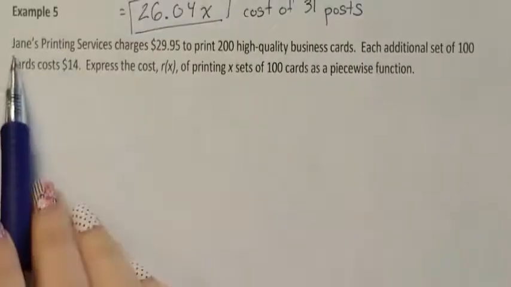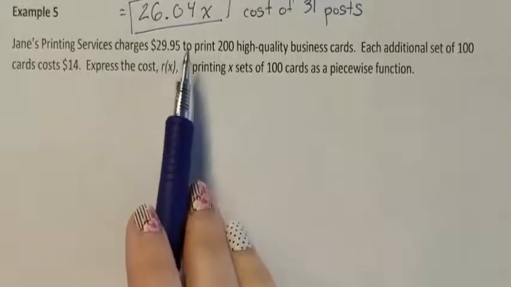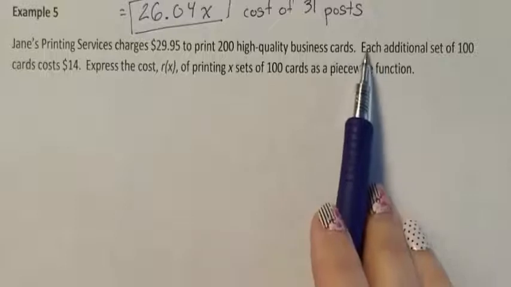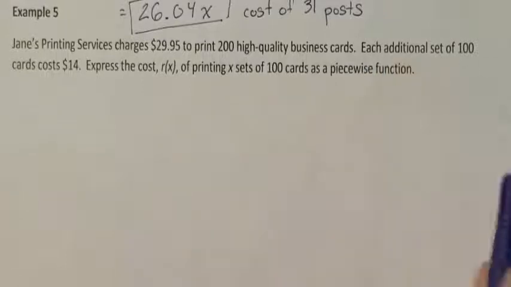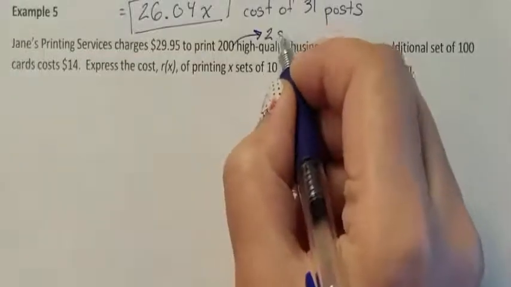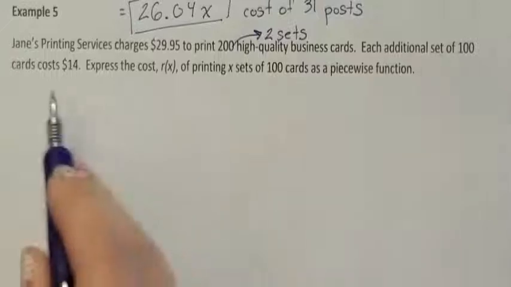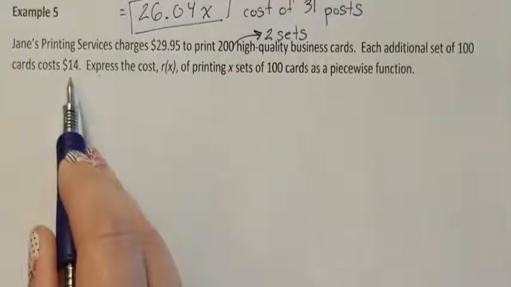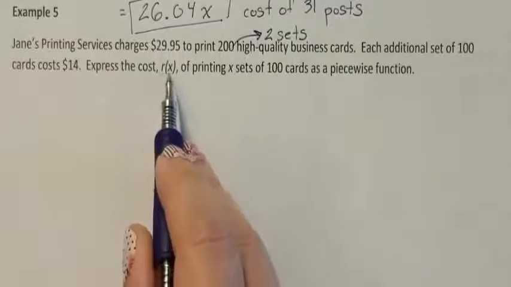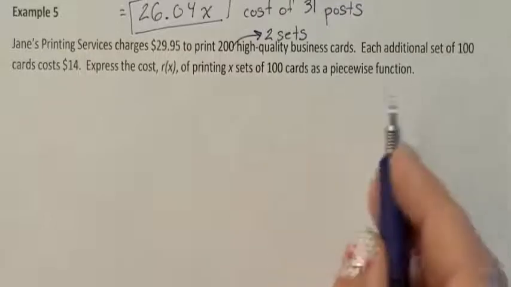Example 5. Jane's Printing Services charges $29.95 to print 200 high-quality business cards. Each additional set of 100, so it says set of 100, so that means that this is 2 sets. Each additional set is going to cost me $14. It wants to know what is the cost, and they want you to label the cost as R of X, of printing X number of sets in a piecewise function.